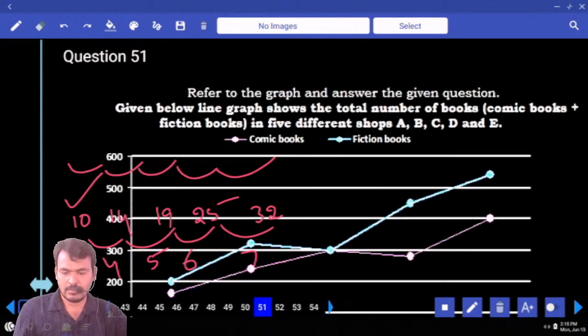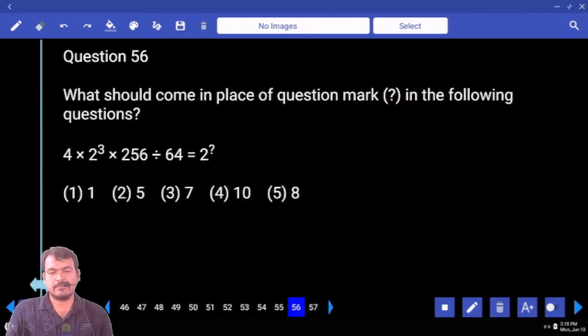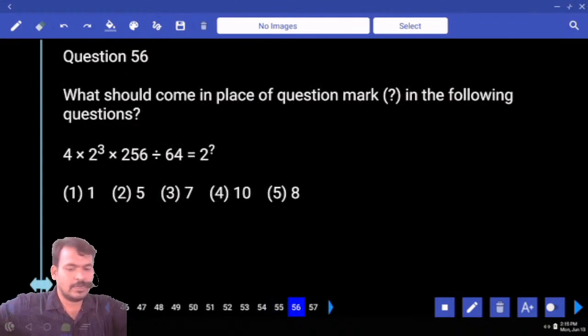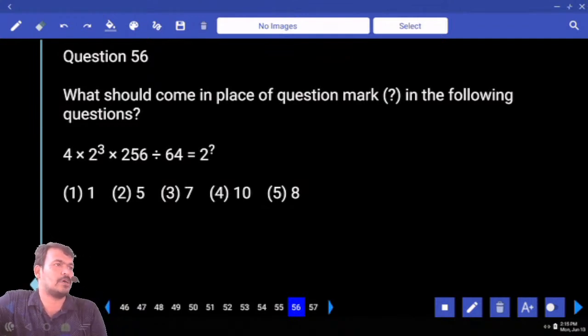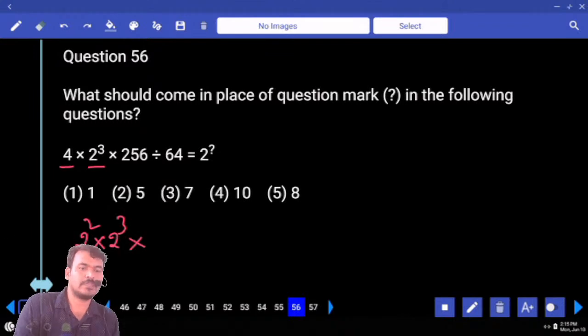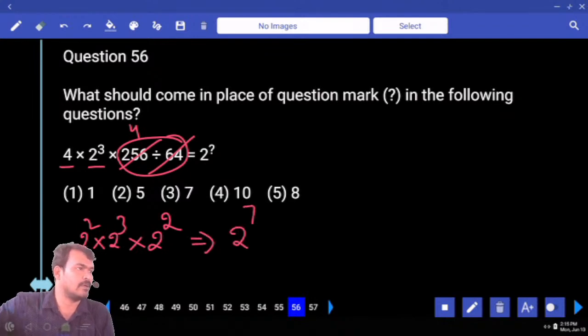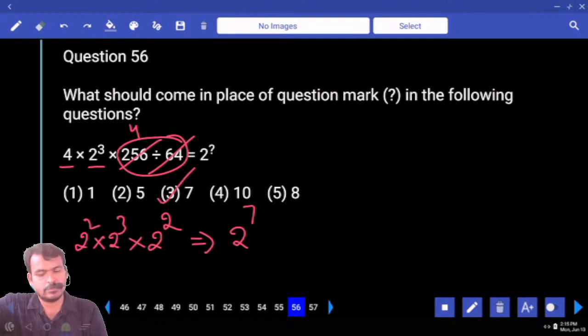Next, simplifications. Question number 56. 56 or 55? 56. What is the first one? What is the right hand side value? 2 power something or not? 2 power something. Then left hand side also converted in terms of 2 power something or not? First 4 means we write 2 power 2 or not? Next already 2 cube. It is 2 power 2 into 2 power 3 into 256 divided by how much value? 64. 64, almost how many times? 4 times. 4 nothing but 2 power 2 or not? Overall it is 2 power 7 or not? 2 power 7. What is the answer? 7. Which option? Third one.